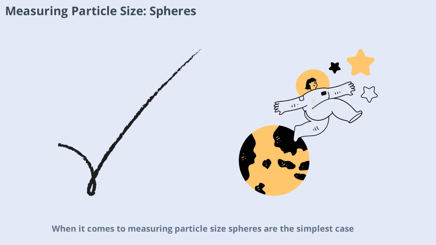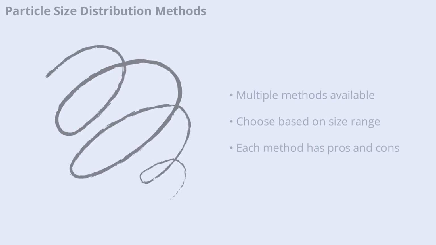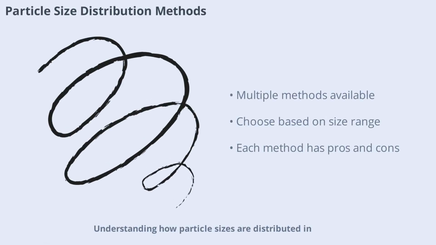When it comes to measuring particle size, spheres are the simplest case. The size of a spherical particle is typically expressed in terms of its diameter. This straightforward measurement forms the basis for many particle size analysis techniques. However, not all particles are perfect spheres, so scientists often use equivalent diameters to describe irregularly shaped particles, ensuring consistency in measurement and comparison. Understanding how particle sizes are distributed in a sample is essential for predicting powder behavior.